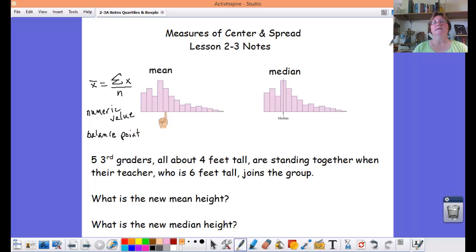The median, on the other hand, is not so much about value as it is a number's position in the set. Okay? The median is, well, you know the definition, the middle number in a data set, or the average of the two middle values. And if you think about that, if you're taking the average of two numbers, that might not even be a number in the data set, right? It's the middle number that's in the data set, or the average of the two middle.